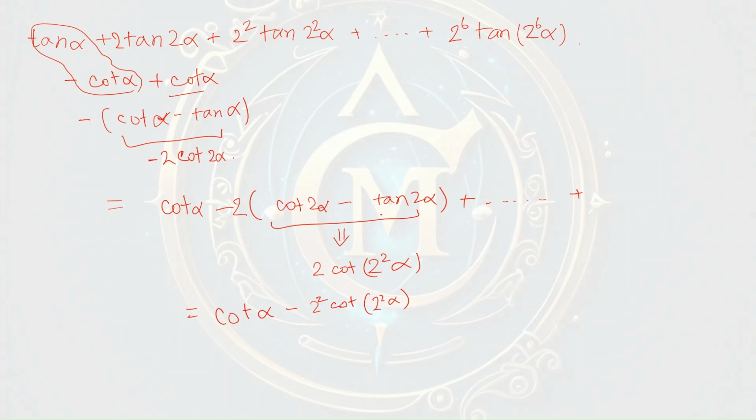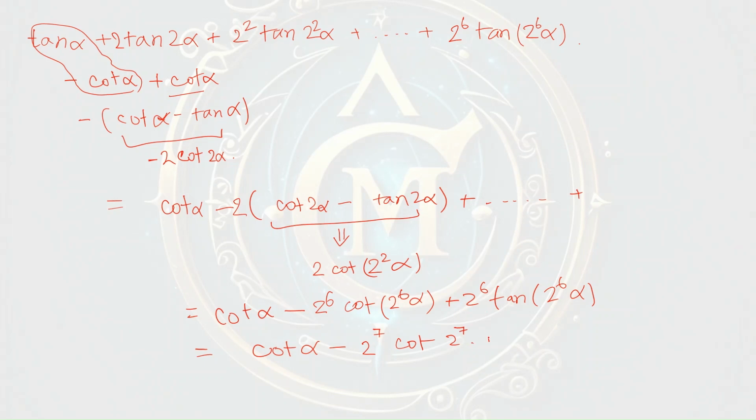So we can say from this pattern that all these terms will get cancelled and we will be left at last with this term: minus 2 to the power 6 cot of 2 to the power 6 alpha plus 2 to the power 6 tan of 2 to the power 6 alpha. So if we apply the same property again, we will get cot of alpha minus 2 to the power 7 cot of 2 to the power 7 times alpha.